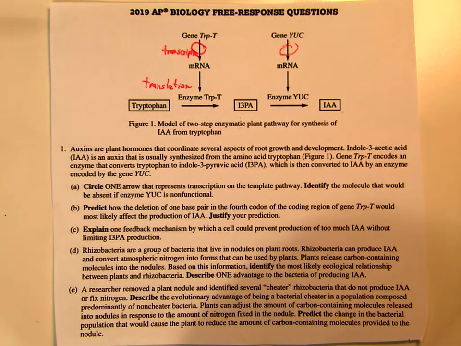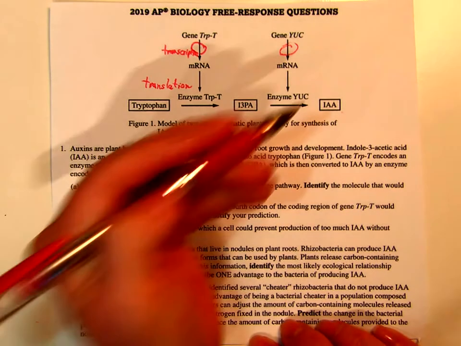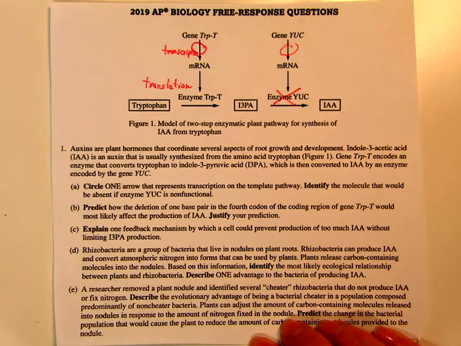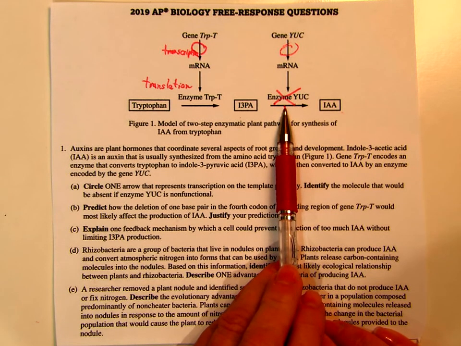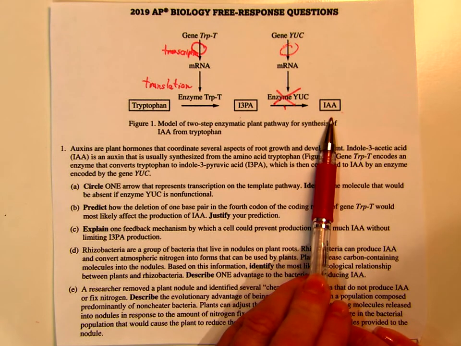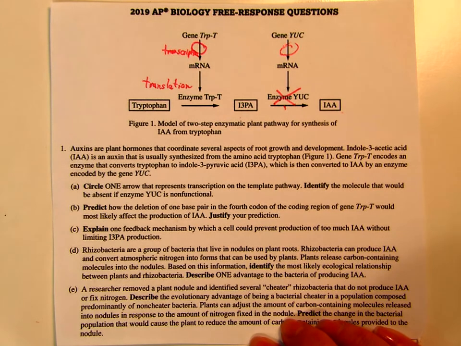Identify the molecule that would be absent if the enzyme YUC is non-functional. Okay, if enzyme YUC is non-functional, that means that step can't happen. Okay? So what molecule would be absent? Well, that molecule would be absent, right? IAA would not exist. Okay?